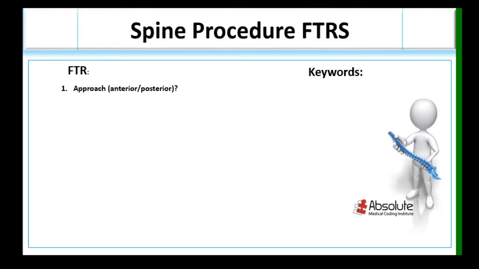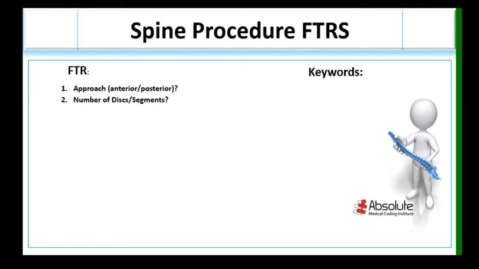The first is approach. Know the approach, the way the doctor approached the procedure. You can tell by the way the patient is lying. If they are lying supine, then the approach is anterior. If the patient is lying prone, then the approach is posterior. Okay, so you get the picture. If the patient is lying on the side, that's lateral, and a lot of the codes are built upon selecting the correct approach code.